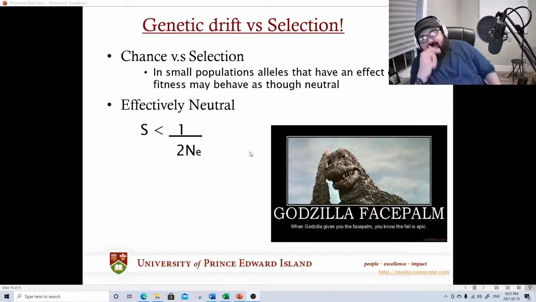Alright, this is the bit we've touched on a couple times. In small populations, genetic drift and selection compete, and alleles that have an effect on fitness might behave as though they're neutral because the effect of resampling or chance is so high. So anytime your selective coefficient, we talked about that in our last tutorial, is less than 1 over 2 NE, the allele will behave as though it's neutral.